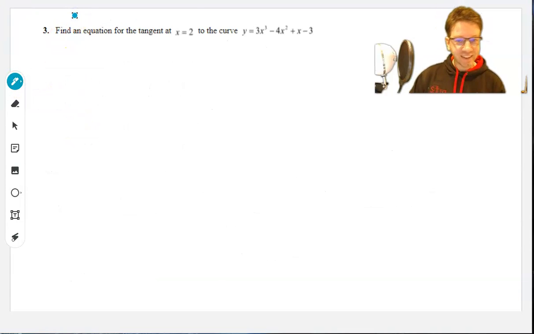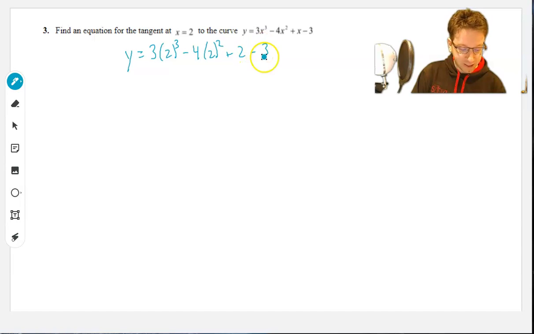So next question says, find an equation for the tangent at this point, x equals 2, to this curve. So to find the equation of a tangent, we're going to need a point on the curve and the slope of the curve at that point. So we have the x-coordinate. We can easily find the y-coordinate of this point just by substituting x. So let's do that first. So we'll get y equals 3 times 2 cubed minus 4 times 2 squared plus 2 minus 3. And if we do all that, we get 7. All right, so our point then is (2, 7).